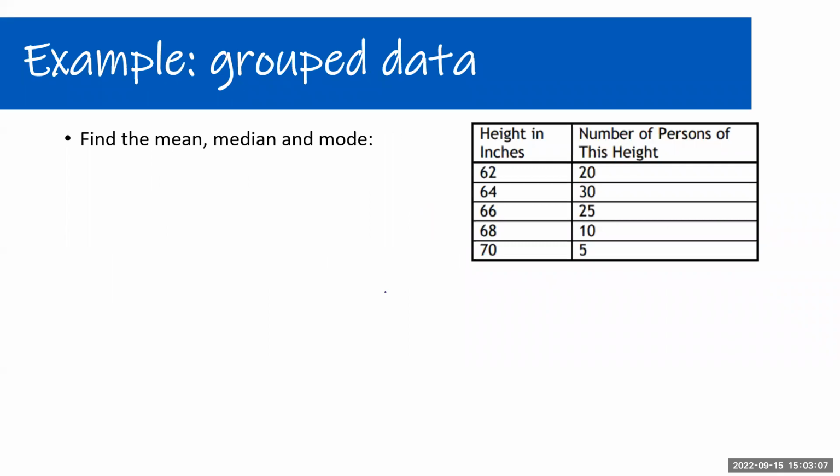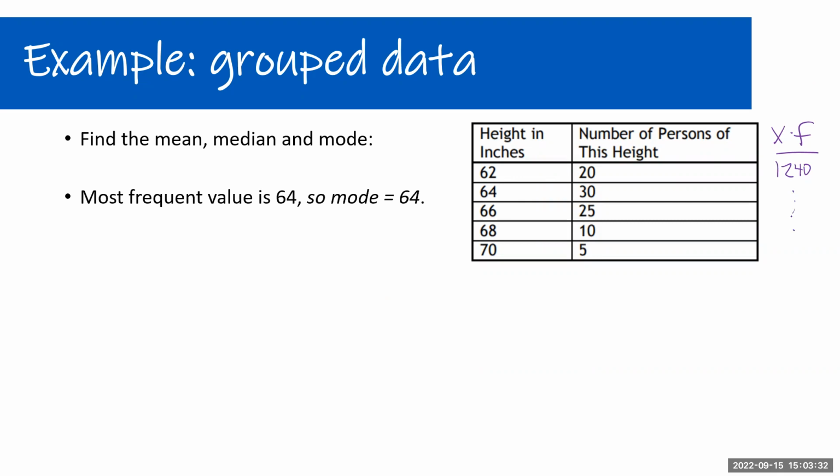Let's look at an example here. We want to find the mean, the median, and the mode. So to find the mean, a lot of times if I'm going to do it by hand, I will just put a little column over here that says x times f. And I'm going to have 62 times 20, which would be 1240, and so on, okay?